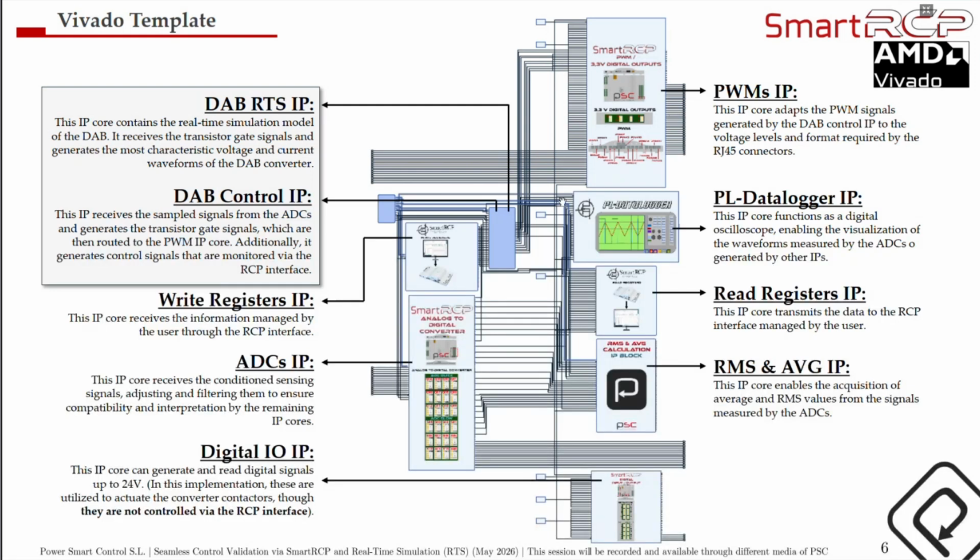And the second part, that is the part that we are going to see today, are the dual-active bridge RTS IP, so the IP that enables the simulation of the converter inside the FPGA in real time, and also the control IP that integrates the phase shift control in order to operate our converter.